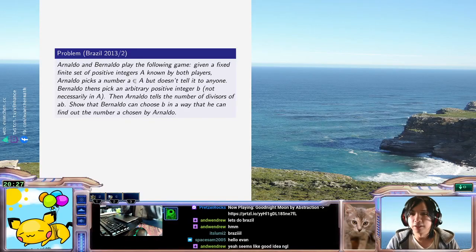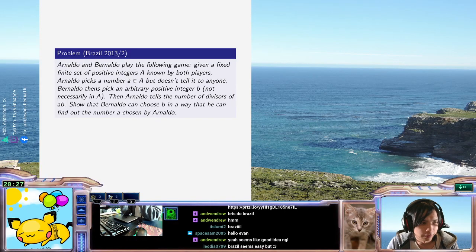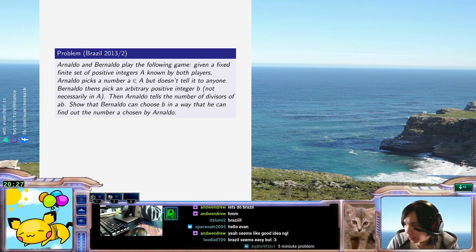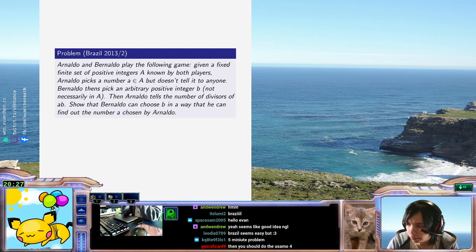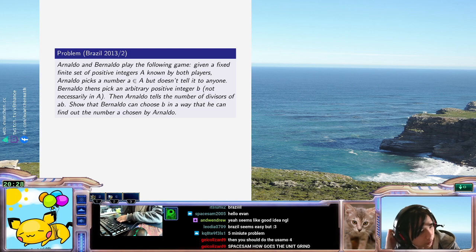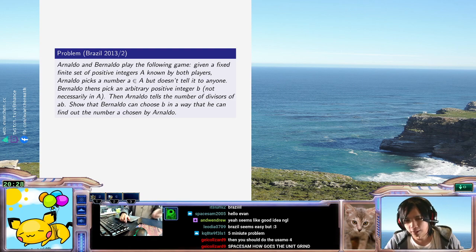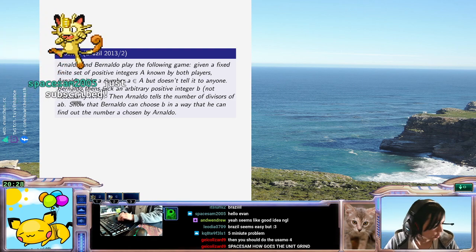Alright, welcome back everyone. So today we have a problem from Brazil 2013. And it goes, there's a fixed set of positive integers a, and Arnaldo picks a hidden number, little a. And then Bernaldo has to pick any integer b and get the number of divisors of a times b. And you would like to show that you can figure out the number chosen. So I think there's a number theory flavor that won't be too important.